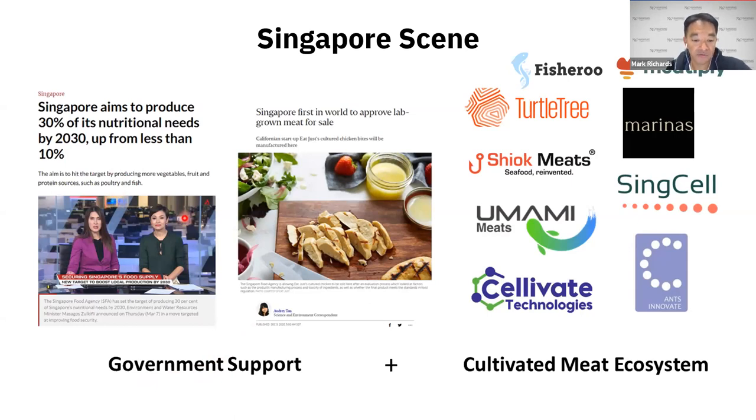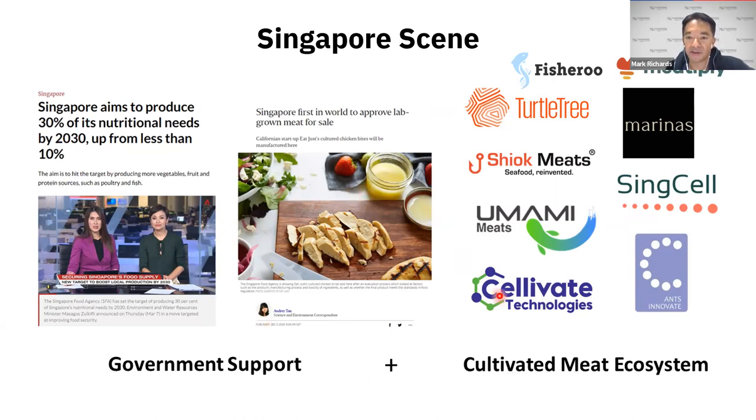And we also have a very progressive regulatory framework in the area of novel foods. As you may already know, Singapore is the first country in the world to approve a cultivated meat product. And by this, I refer to Eat Just Good Meat, the chicken from Eat Just. So government support is very good.